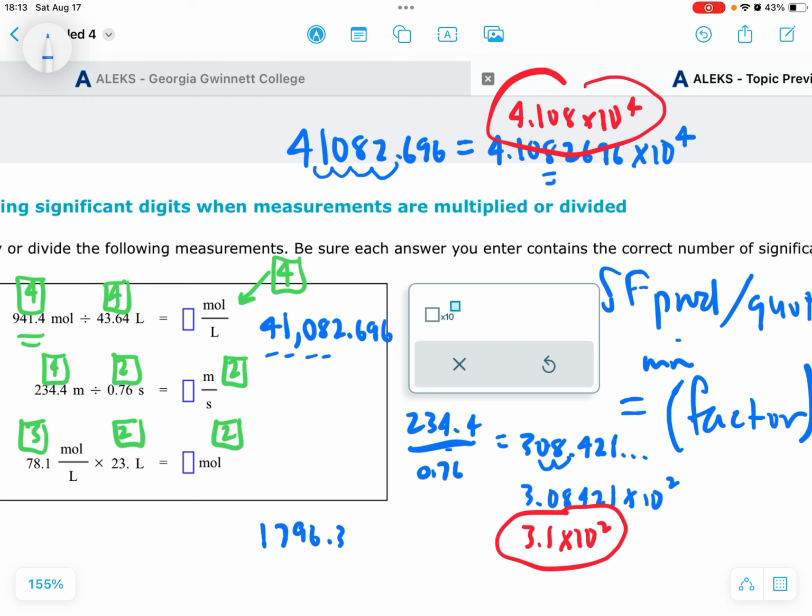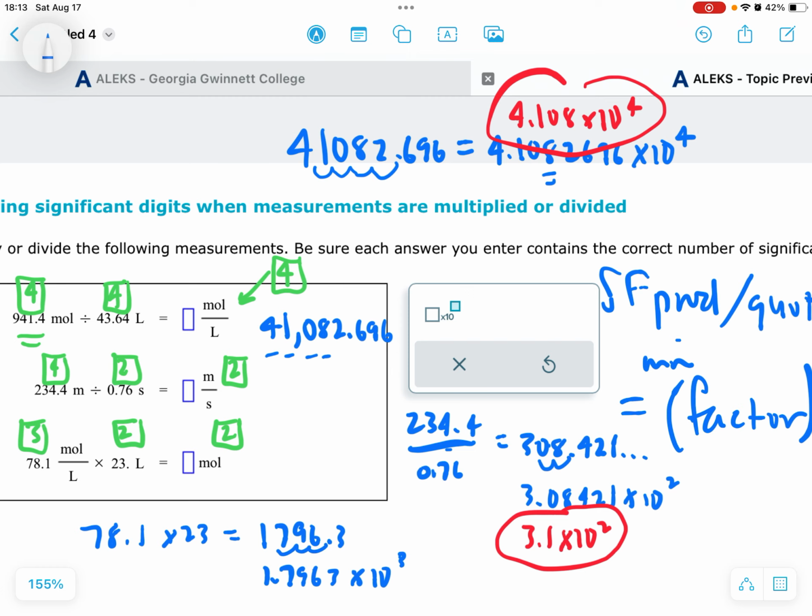It can only have 2 sig figs in it. So I'm going to rewrite this as 1.7963 times 10 to the, and this was 1, 2, 3. It's a big number, so I'm going to have to say it's positive 3, okay? And I can only put it to 2 sig figs. So this is going to go to, maybe you already have this, 1.8 times 10 to the 3.